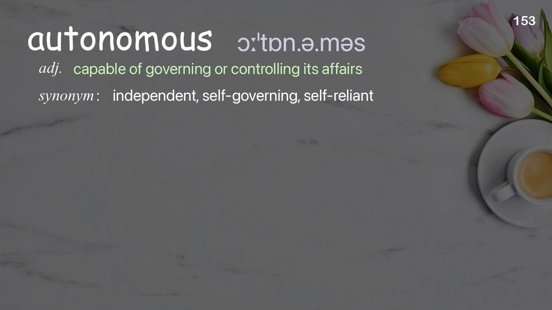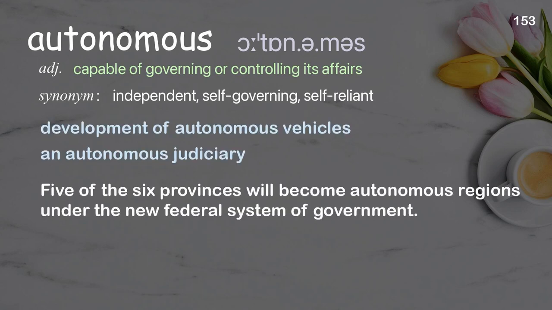Autonomous. Capable of governing or controlling its affairs. Examples: development of autonomous vehicles, an autonomous judiciary. Five of the six provinces will become autonomous regions under the new federal system of government.